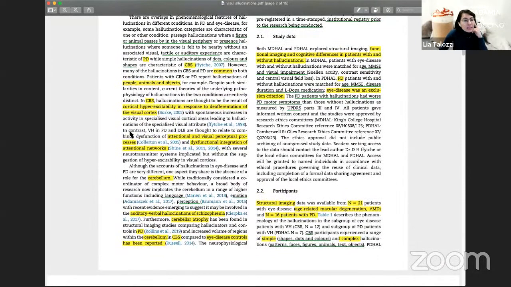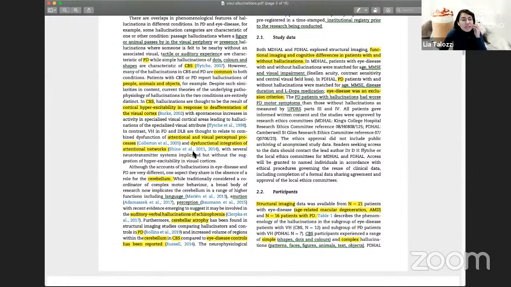And in the case of Parkinson's disease, the hypothesis behind the manifestation of hallucinations is related to a dysfunctional integration between the attentional network, in particular the dorsal one, and visual perception. So a kind of dysfunctional integration of attention and visual inputs.